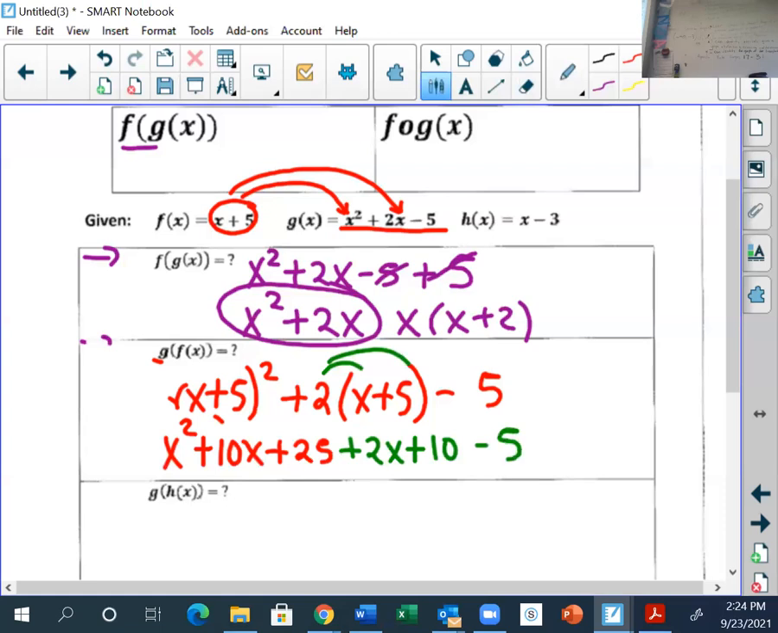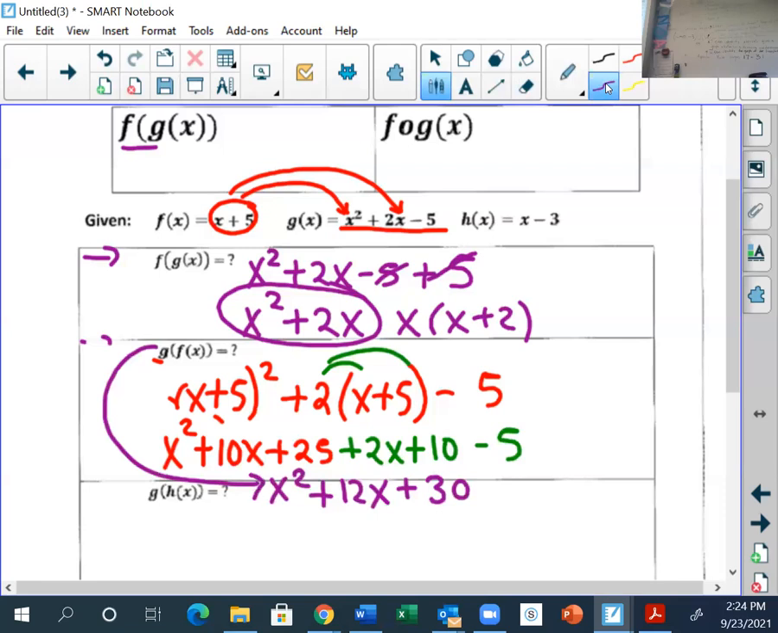So now I can combine like terms. There's no x squared on the other side, so I just leave the x squared as x squared. But I have a 10x and a 2x that can be added into 12x. 25 plus 10 minus 5: 25 minus 5 is 20, plus 10 is 30. So g of f of x, this is what it will give you.